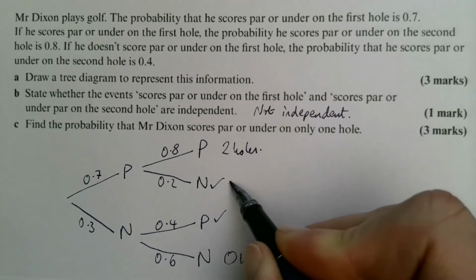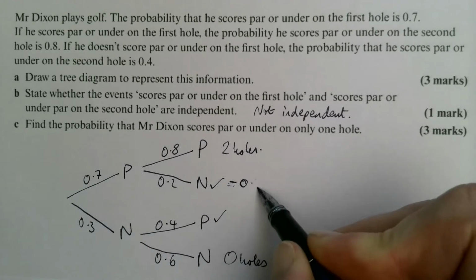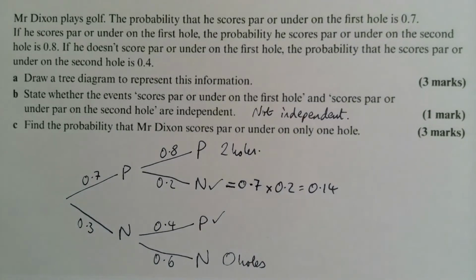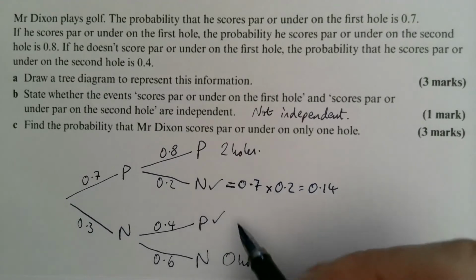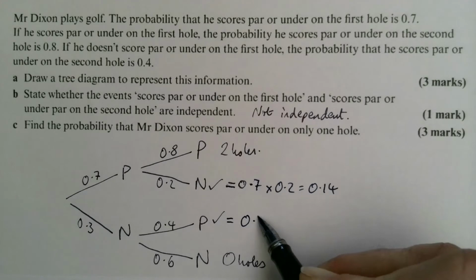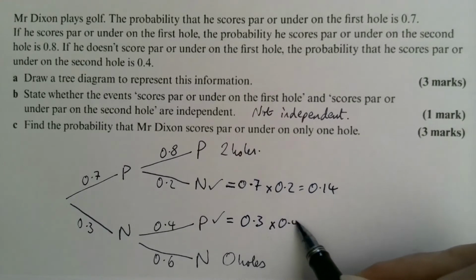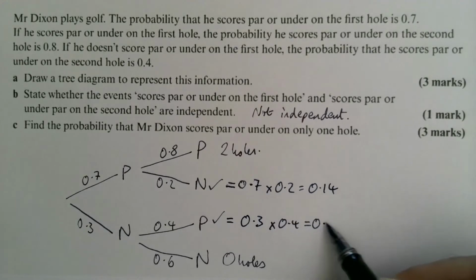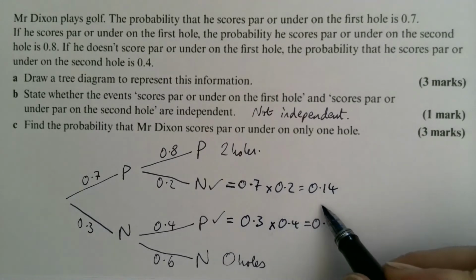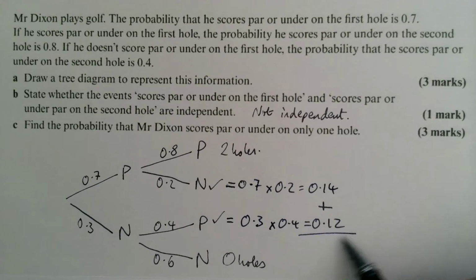So this one is going to be 0.7 multiplied by 0.2, giving me 0.14 for par and then not. But then if he doesn't do it the first time, it's going to be less likely he does it the second time. 3 4s are 12, so it's just that the second time. So then, because it's or, we add those two together, giving us 0.26 as our final answer.